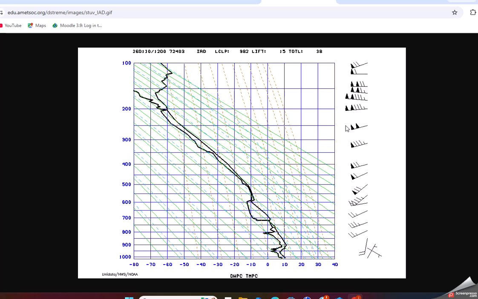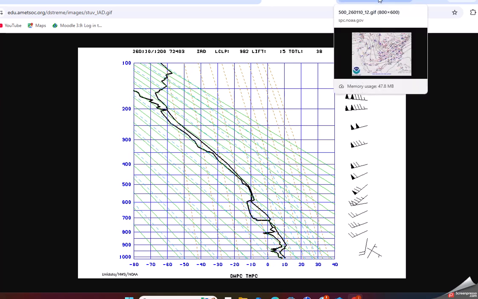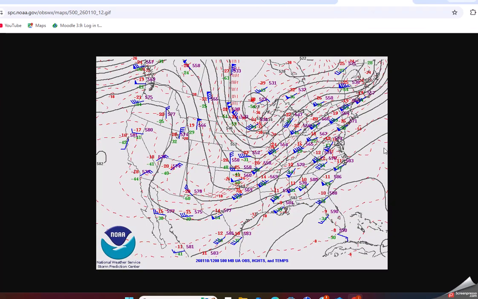So we've now started at the surface. We've looked at how you read a surface map. We've looked at how you read the Stuve diagram to know the temperatures and how things change as you go up. Let's take one last peek at an upper air diagram.